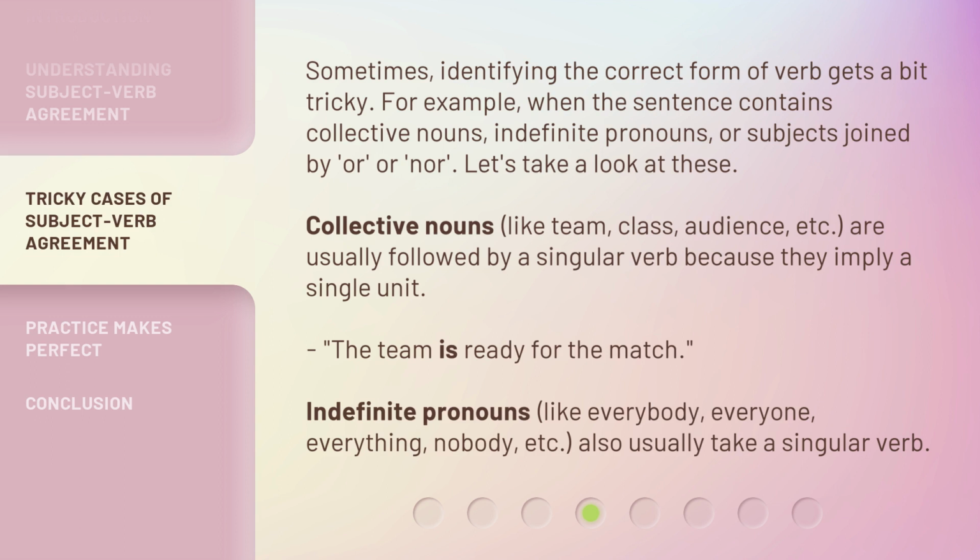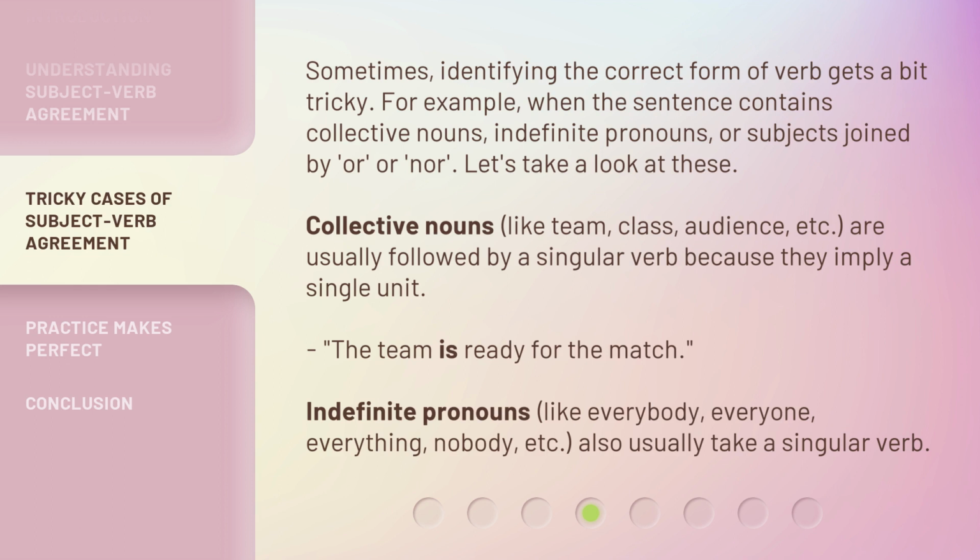Sometimes, identifying the correct form of verb gets a bit tricky. For example, when the sentence contains collective nouns, indefinite pronouns, or subjects joined by or, nor. Let's take a look at these. Collective nouns, like team, class, audience, etc., are usually followed by a singular verb because they imply a single unit. The team is ready for the match.